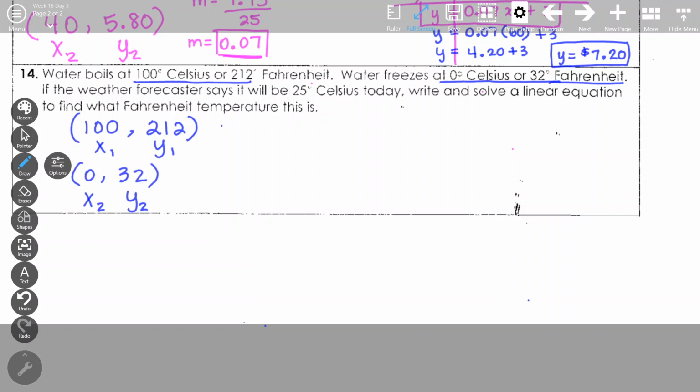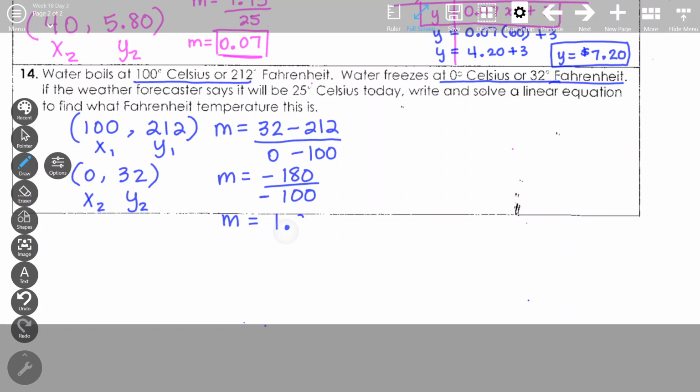Now we have to find the slope of this. Let's say y sub 2, which is 32, minus y sub 1, which is 212, over x sub 2, which is 0, minus x sub 1, which is 100. 32 minus 212 is negative 180. If you didn't know that, use a calculator. And then 0 minus 100 is negative 100. A negative over a negative gives us a positive, and if we put 180 divided by 100 in our calculator, we'll get 1.8. So this is my slope.